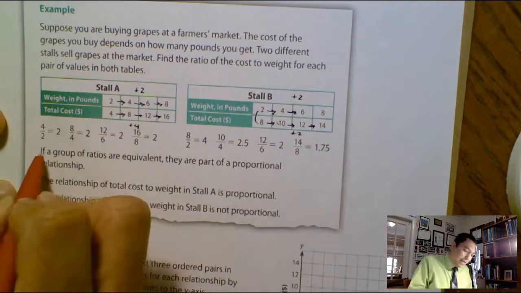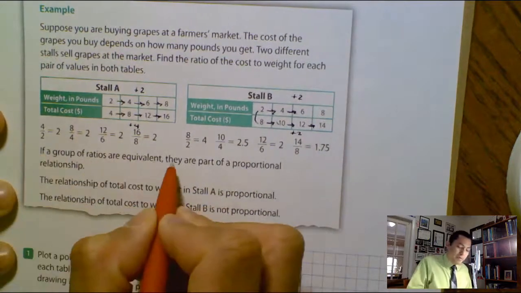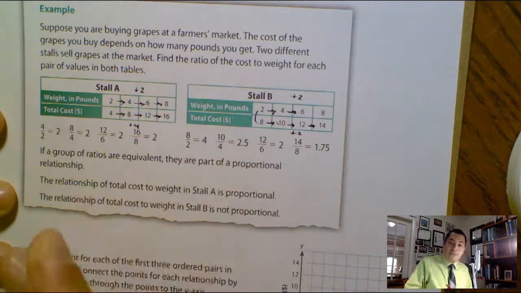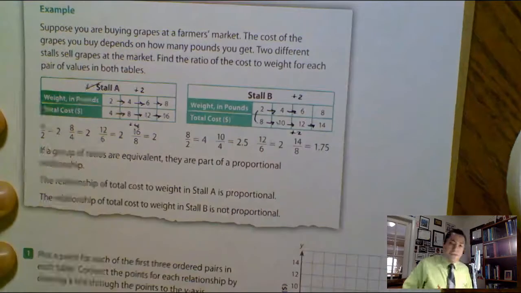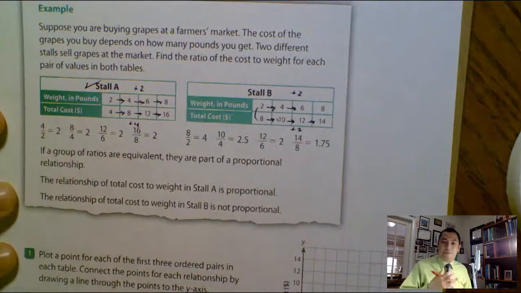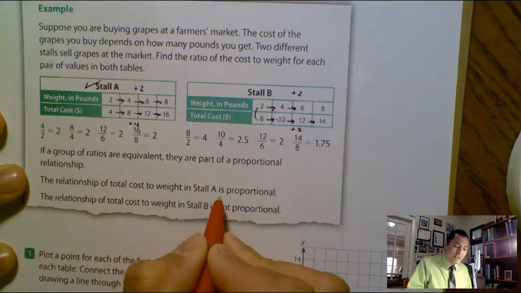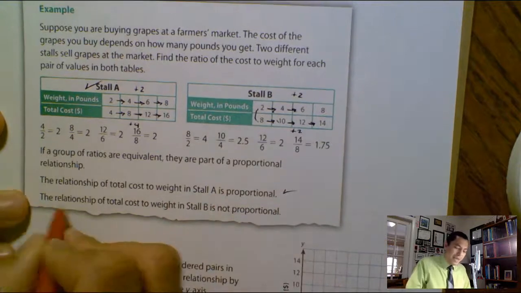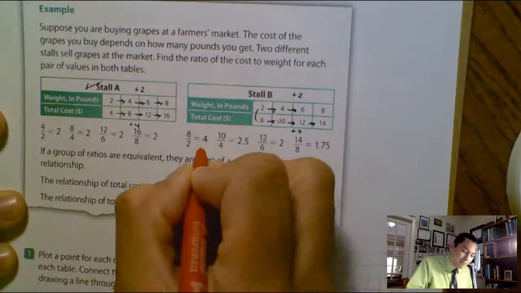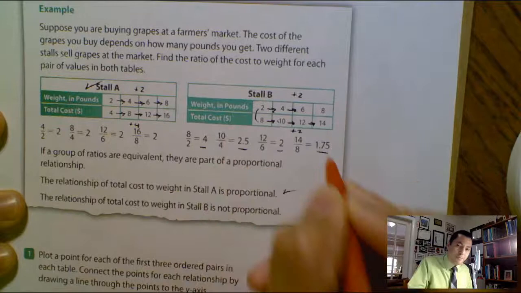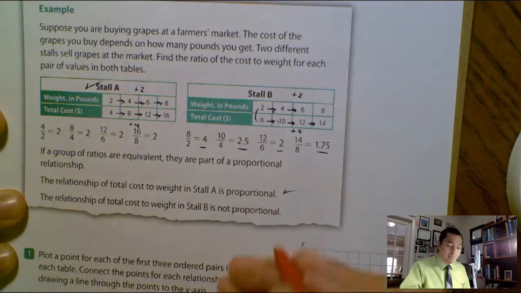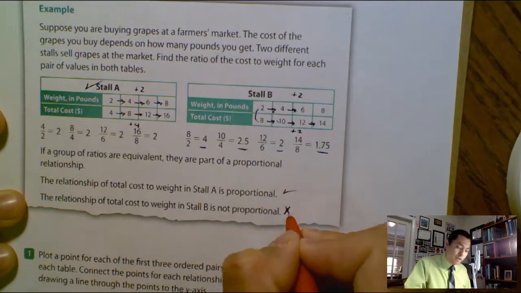So if a group of ratios are equivalent, they are part of a proportional relationship. Stall A, they are the same, so it's a proportional relationship. The relationship of total cost to weight in stall A is proportional. In stall B, as you can see, you have 4, 2.5, 2, and 1.75. It's not the same, so it's not proportional. So I'm going to mark an X.